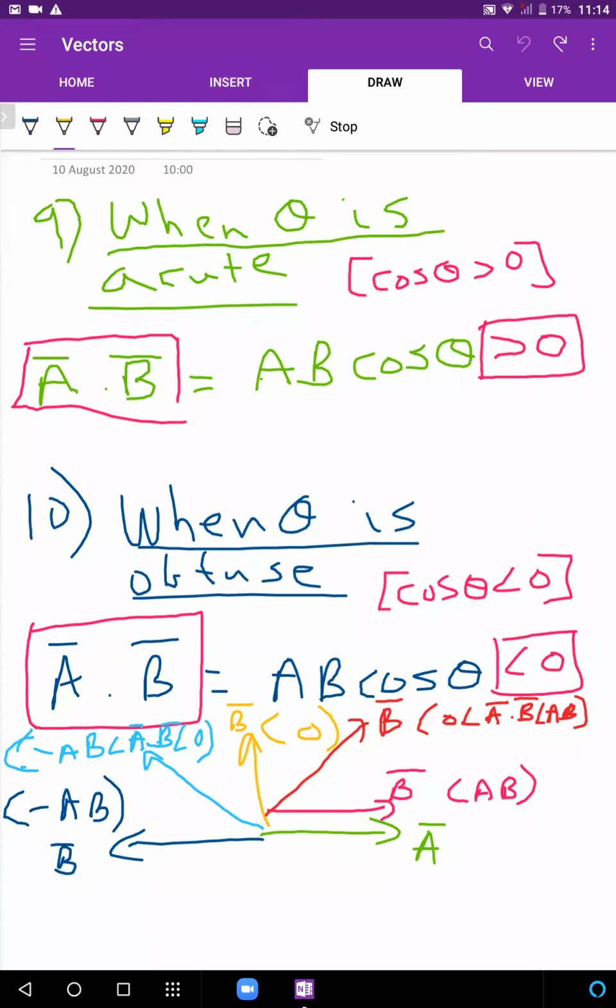So as I start rotating B, what is really happening is as I rotate B, the dot product starts from AB, it decreases and becomes 0. After that it becomes negative and keeps decreasing and becomes minus AB. This is going on. So as I go from an angle of 0 to 180, cos theta is going from 1 to minus 1, and similarly the dot product is going from AB to minus AB. Simple? Huh?